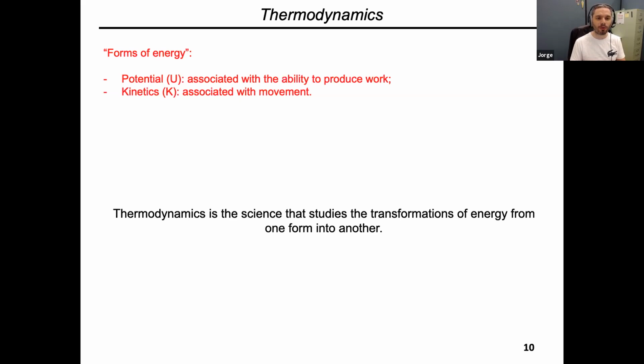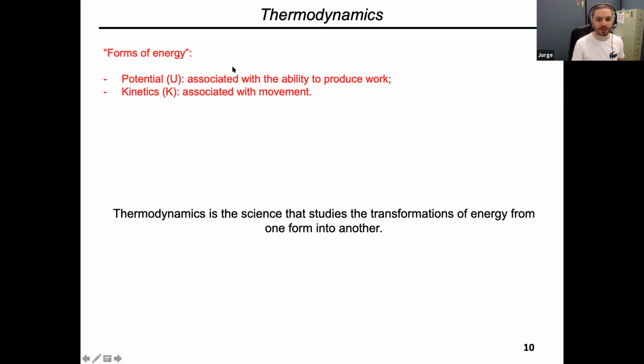There are only two forms of energy. The first one is called potential energy. Symbol is U. Potential energy is associated with the ability to produce work. And the second form of energy is called kinetic energy. Symbol is K. And kinetic energy is associated with movement.